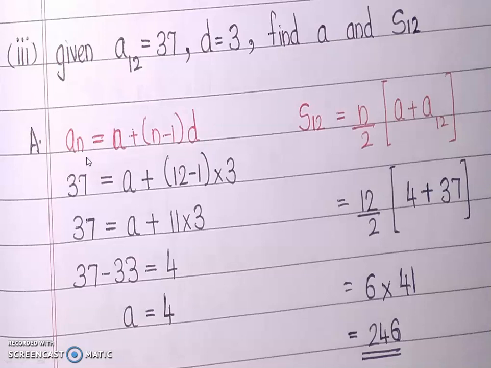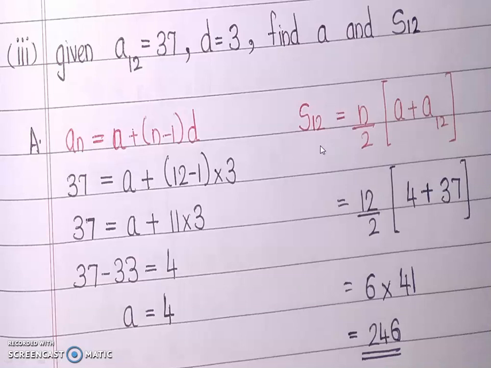Which equation will you use? An equal to A plus N minus 1 into D. From this equation, you will get what? You will get the first term. Substituting the values given in the question and simplifying, you will get first term A as 4. Okay. This answer you will substitute in S12.